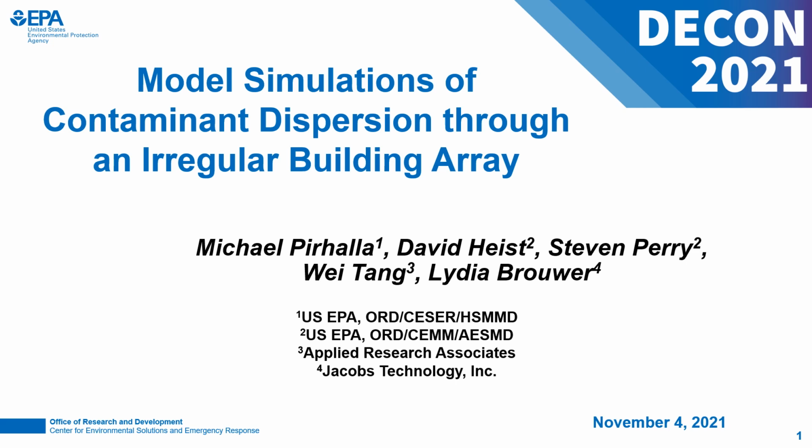My name is Mike Perhala, and I'm going to talk today about some of my research related to the flow and dispersion of effluent in an urban-like environment. This work was completed for my dissertation at NC State University while also working as a pathways intern at EPA.